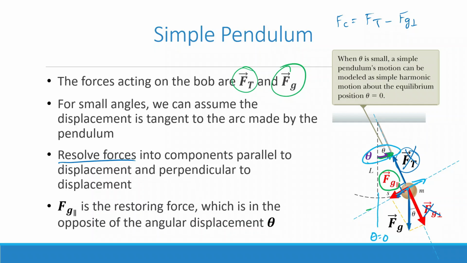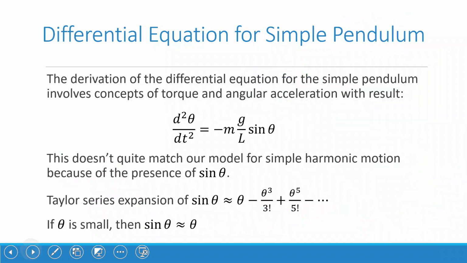So that is true. Now, if we look at this triangle that is made, our FG parallel is going to be the opposite side of that triangle. We have a right triangle right there. So our FG parallel is going to be mg sine of whatever the angle theta is. So I can see that my parallel component of my gravitational force, which is my restoring force, is dependent on the displacement. But here's the problem. We have to have our restoring force directly proportional to the displacement, not the sine of the displacement. So this creates some problems.